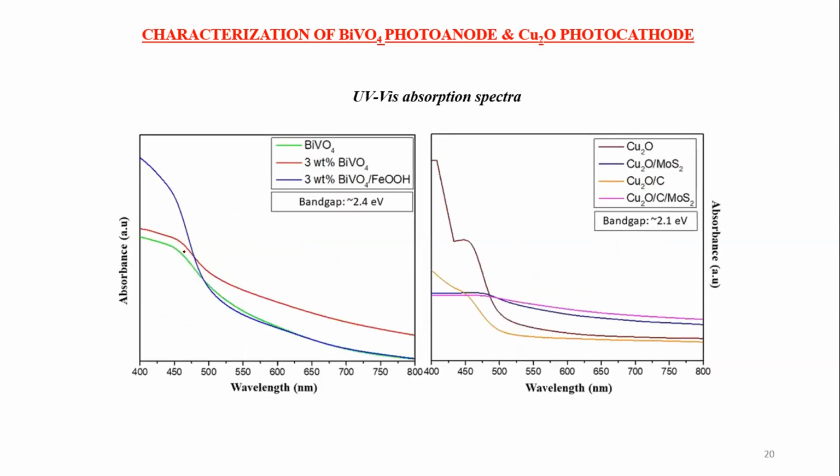Optical absorption: we estimated the band gap using a Tauc plot, which is not shown here. We got approximately 2.4 electron volts for bare bismuth vanadium oxide, and for bare Cu2O approximately 2.1 electron volts band gap. When we add molybdenum and the other components, there is a slight shift in the absorption band edge threshold. You can see that here, a red shift of the absorption band edge.